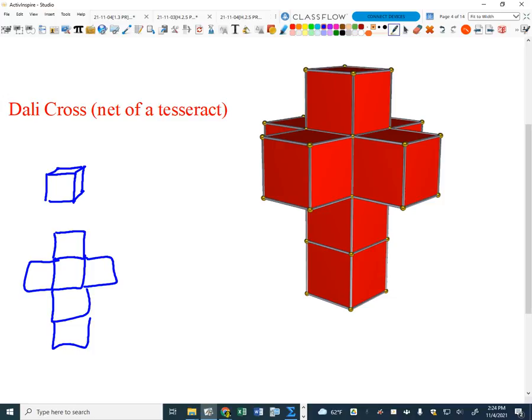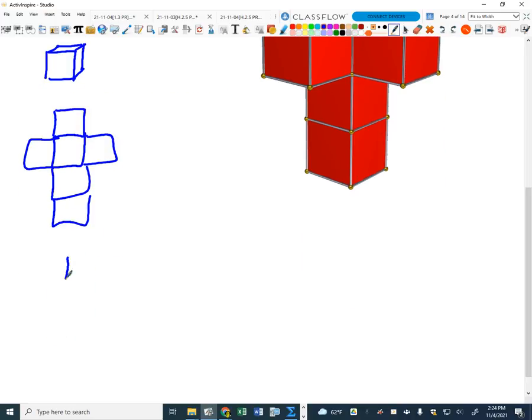Or I could do something slightly different. Here, we'll do this. This will make it a little easier to do. That would work, wouldn't it? Agreed? So there are some different ways to do it. Yes? Mm-hmm. It is. So that would be a hypercube or a tesseract.